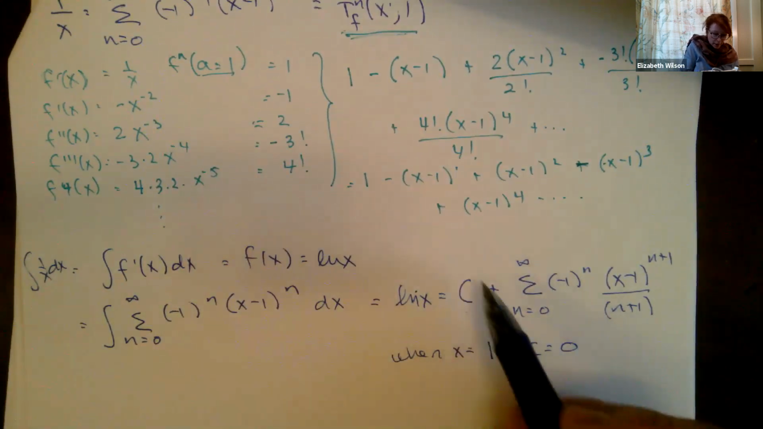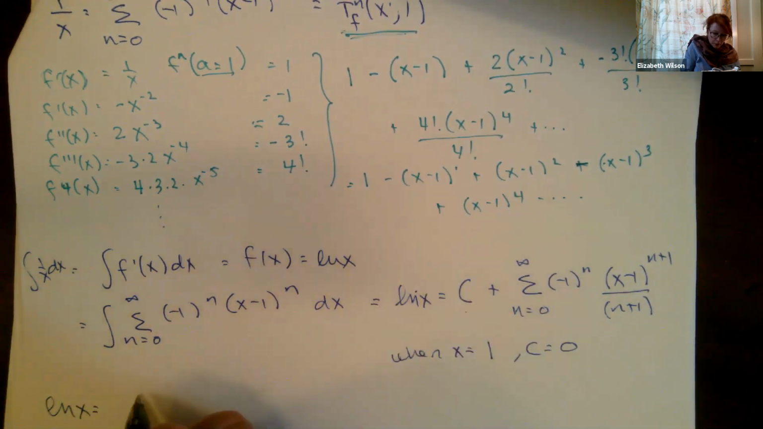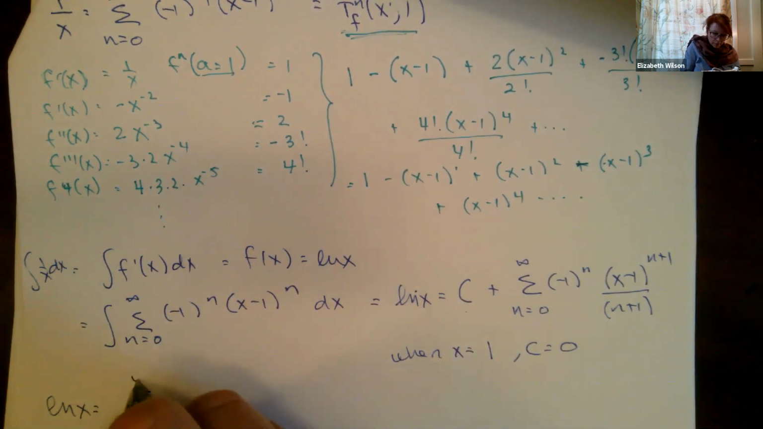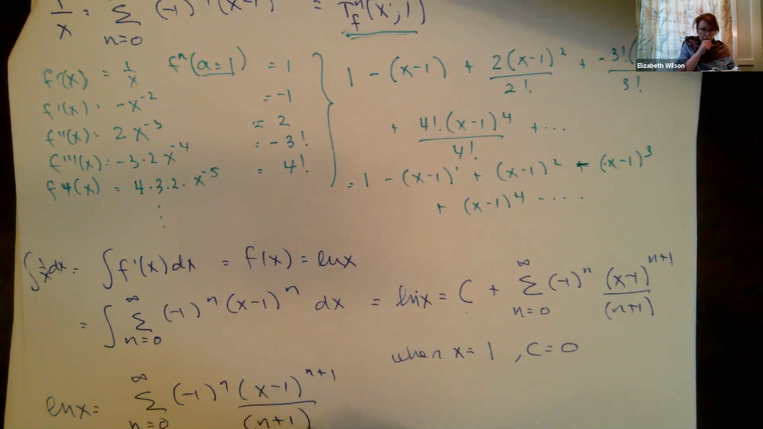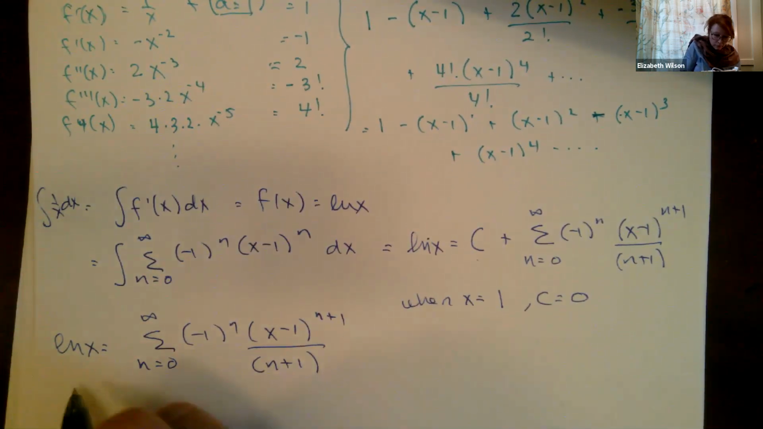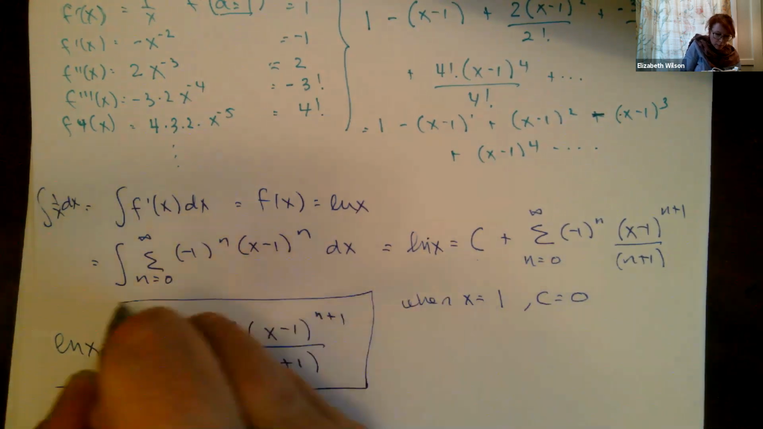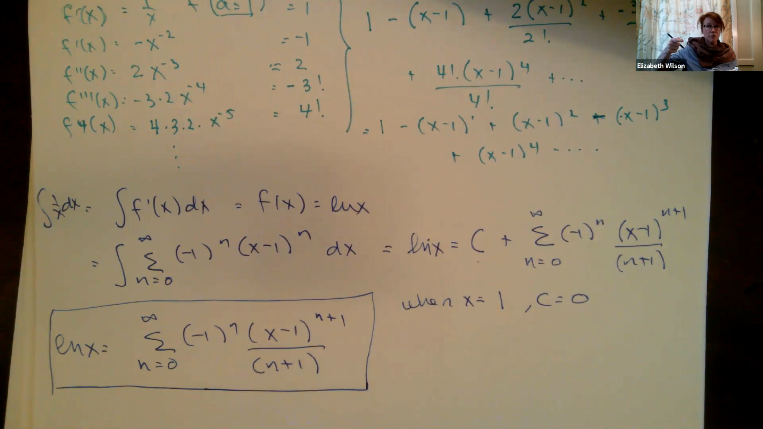Now I can say natural log of x is equal to the summation of minus 1 to the n, x minus 1 to the n plus 1, all over n plus 1. In this way, I came up with a power series for natural log of x by integrating the power series for 1 over x. It was easier.